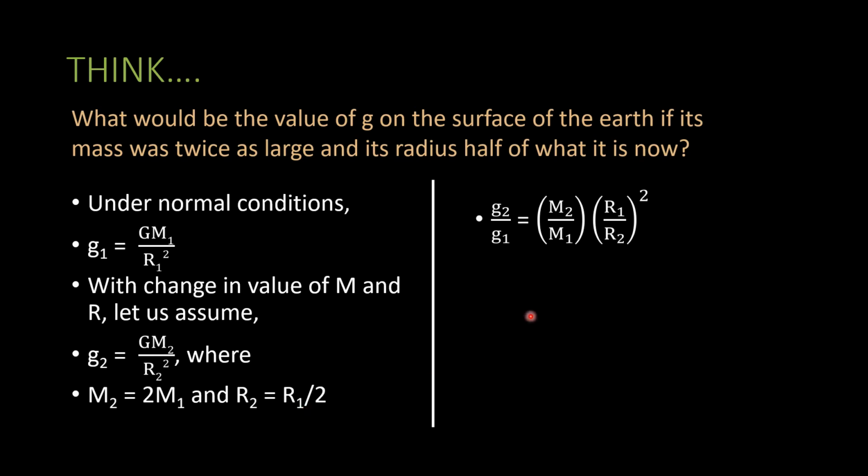So when we compare g2 upon g1, it becomes m2 upon m1 and r1 upon r2 the whole square. So substituting this value, that is m2 is twice m1 and r2 is r1 upon 2, we will be getting the value to be 8. So from this we can say that the new value of g will be 8 times the present value.